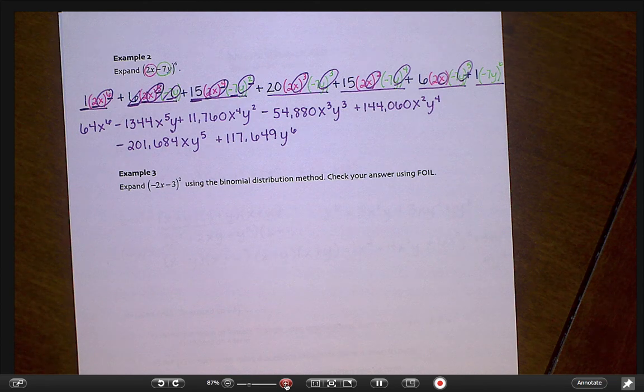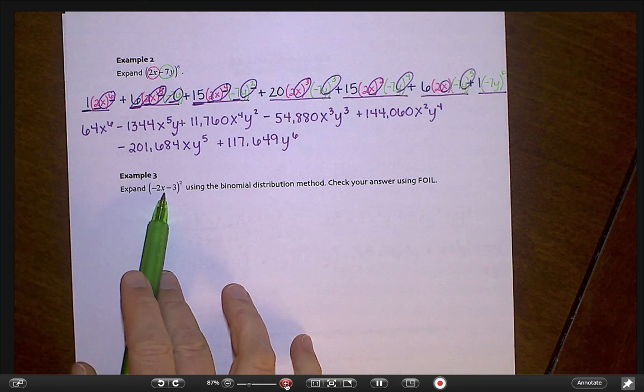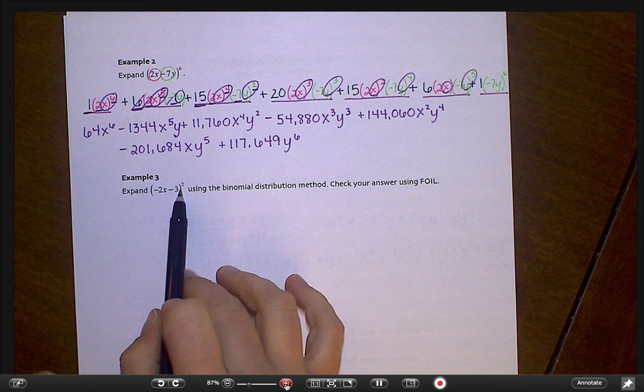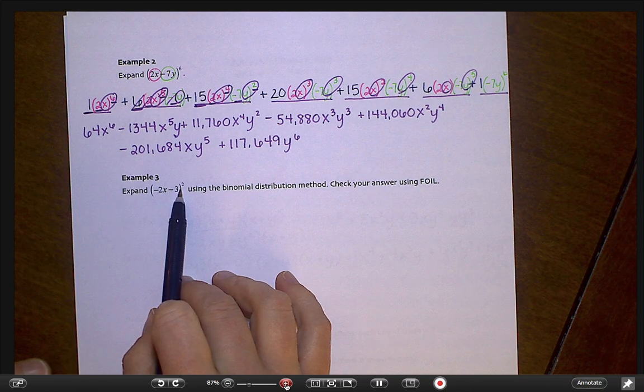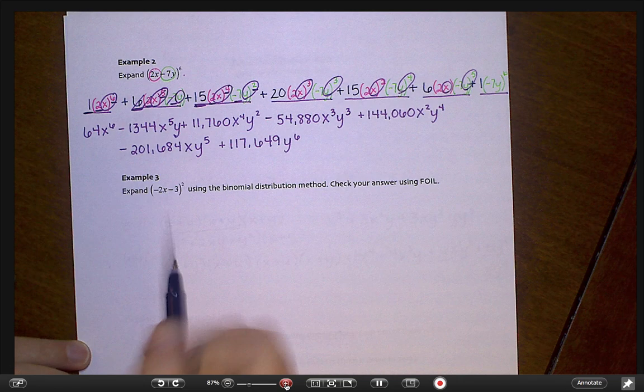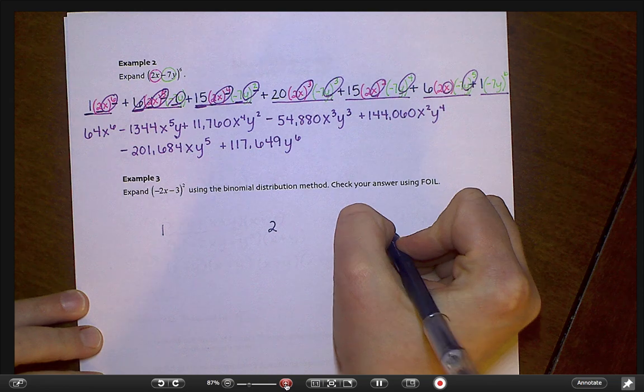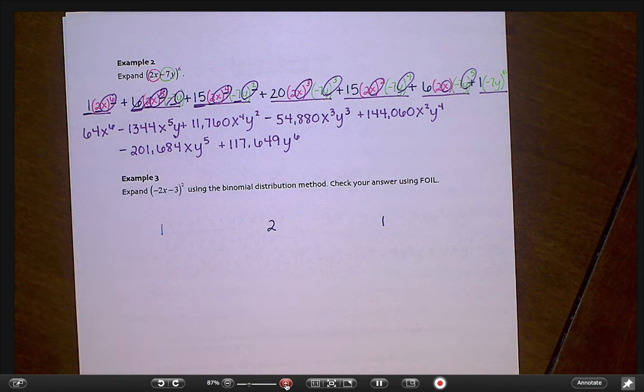So notice this is a problem I could have given you with FOIL, and we would have been fine with it. But let's just practice it with the binomial distribution. It's an easy one because it's only a power of 2. So we only need row 2 of Pascal's triangle, and row 2 of Pascal's triangle is just 1, 2, 1. If you really needed to go through and generate that, you could.